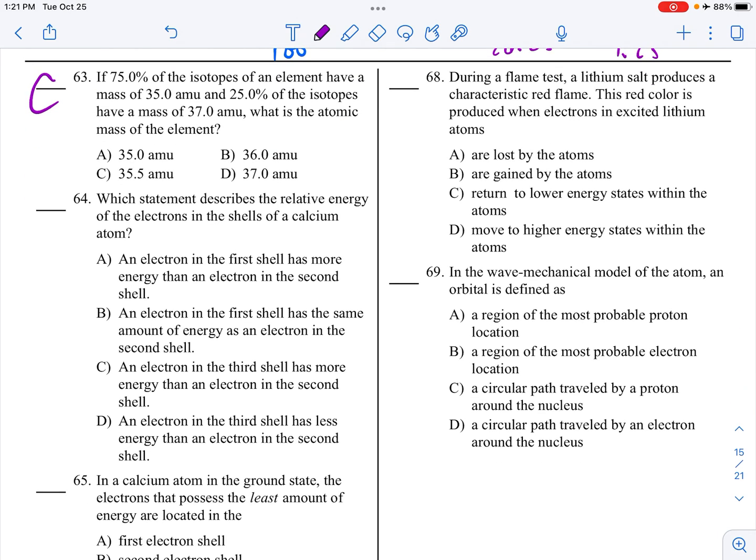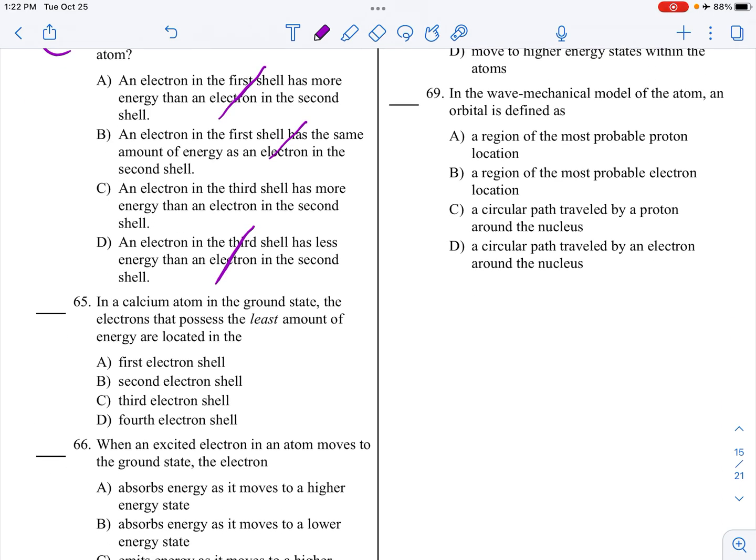Energy of the shells. If you're in the front row at a concert, low energy, because you're just watching everything, seeing it, hearing it. In the last row of the concert hall, you can't see or hear it very well, so you're putting a lot of energy into it. So the first shell has less energy. Third has more than the second. I read that real fast, hold on. First shell has more than the second? Now first shell has the same as the second? Third has more energy than the second, yes. Third has less, okay, good.